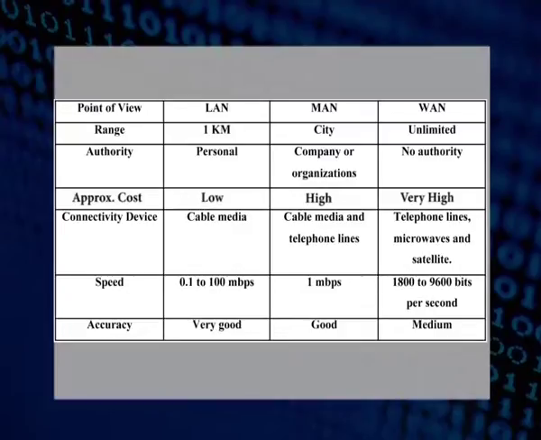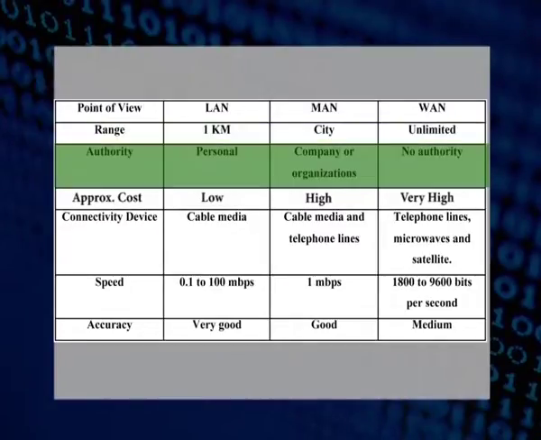Point of view: LAN, MAN, WAN. First, range. The range of LAN is 1 kilometer, while in MAN it is up to a city, and for WAN it is unlimited. Authority: for LAN, authority is personal. For MAN, it may be a company or an organization, whereas in WAN no authority is required.